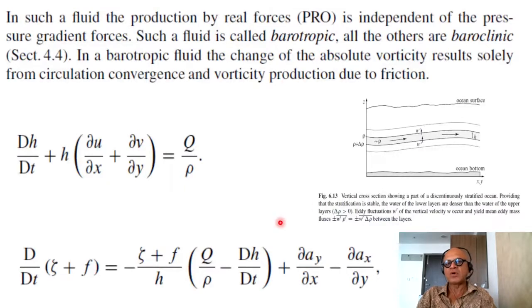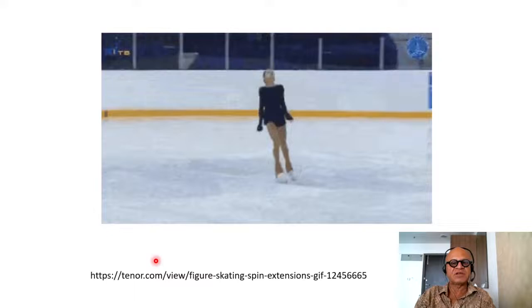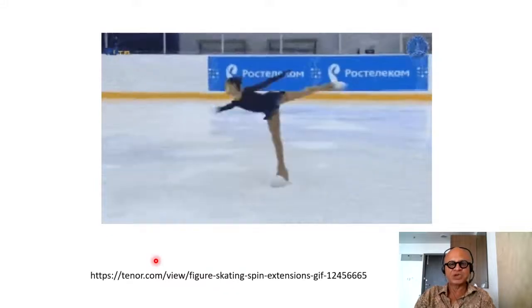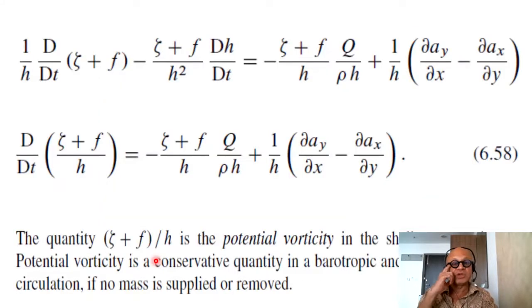So in the real world, that's what happens. As h varies over space and time, the potential vorticity changes. So zeta plus f over h changes. So even if zeta and f don't change and you remain with the same relative vorticity and the same latitude, if h changes, you can change the absolute vorticity. So zeta plus f over h can change. Okay, that's why it's called potential vorticity.